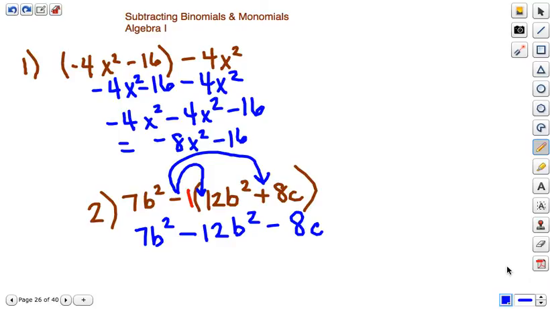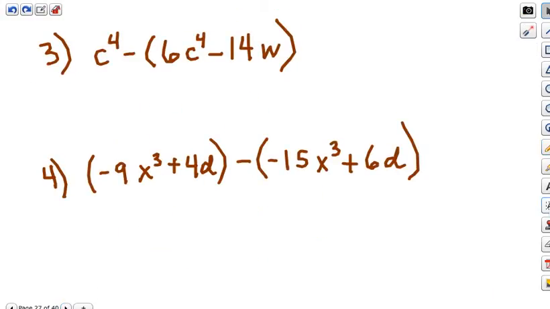All right, so continuing on with this, we're going to combine our like terms. 7b squared minus 12b squared is negative 5b squared minus 8c. Okay, let's look at a couple more.